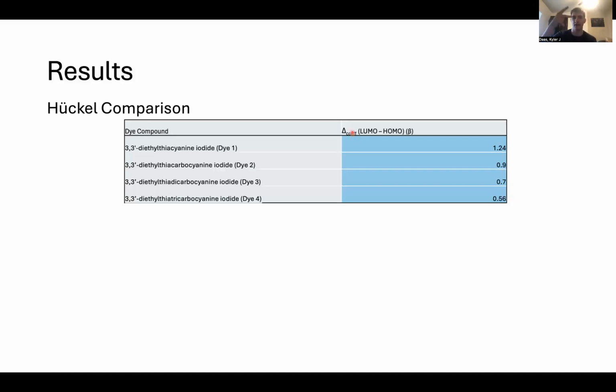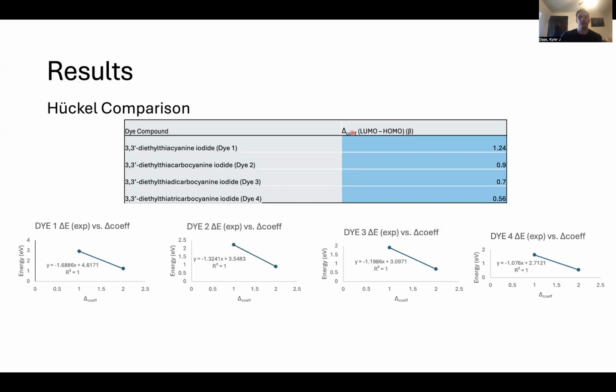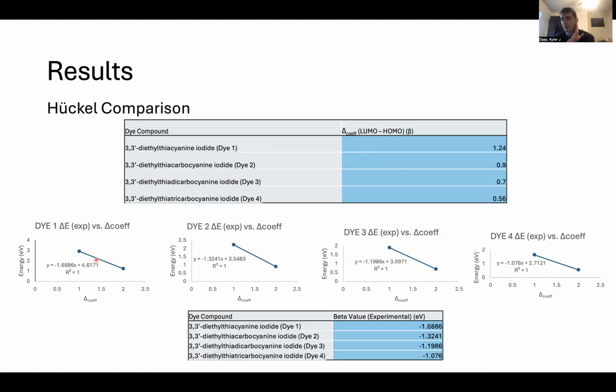That coefficient difference between the LUMO and the HOMO can be used to calculate a rough estimate of beta, because we can plot the delta coefficient versus the experimental energy, and the slope is supposed to be the value of beta. So we can see that the values of beta are summarized here in this table. And we can compare this to the literature value of beta, which is right here. So we see some differences, and this is most likely due to the fact that Huckel is just an approximation and we're not covering everything.